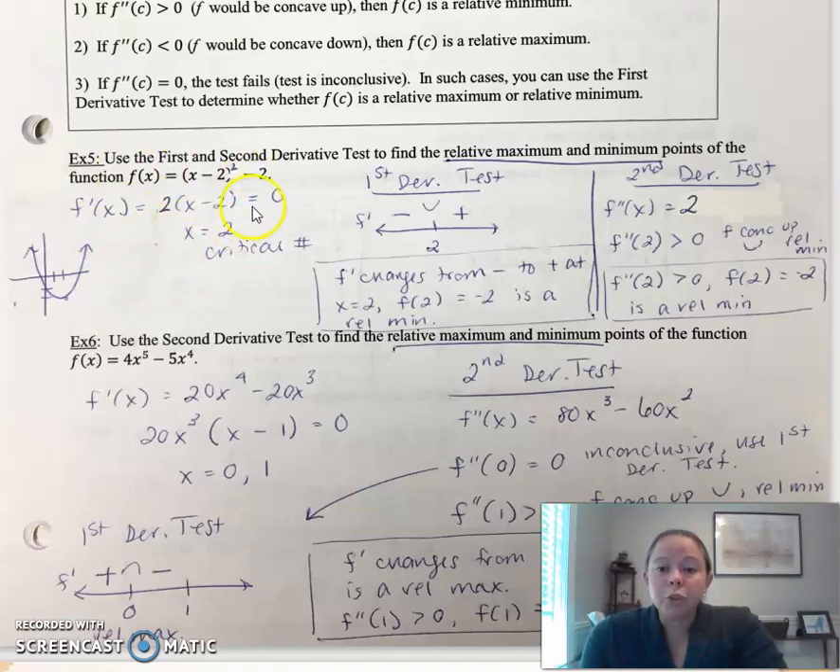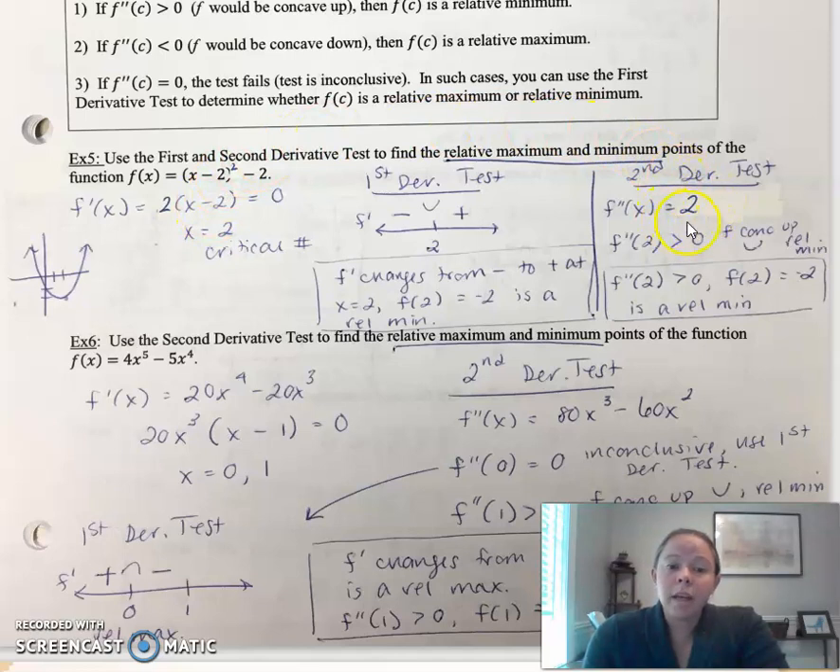Okay, so first derivative test, we make a first derivative number line, test your intervals in the derivative to see where your function changes from increasing to decreasing or vice versa. And in your derivative, you get a negative and a positive, so it's a relative min. And here's the justification.